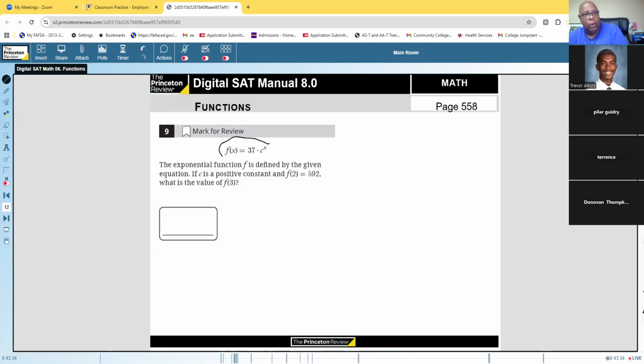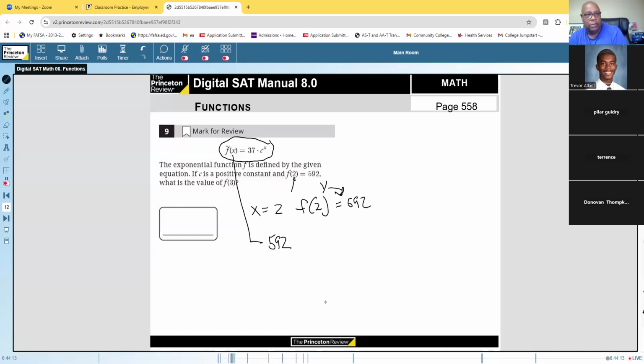So there's the equation. We know that f of 2, so when x equals 2, this is what my scratch paper looked like. Then f of 2 is 592. Or I could say y is 592 when x is 2. That's what the problem says. It's given in the problem. It's shown in the problem. So with that information, we can use this equation right here and solve.